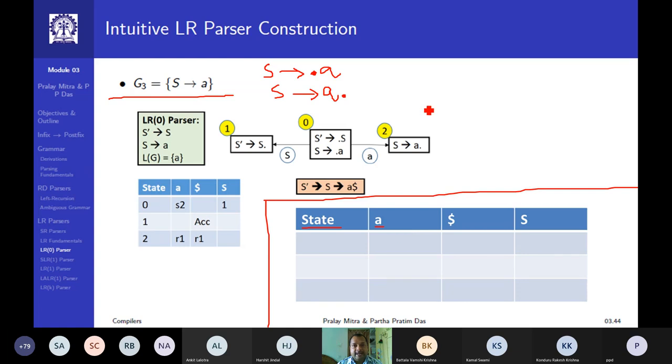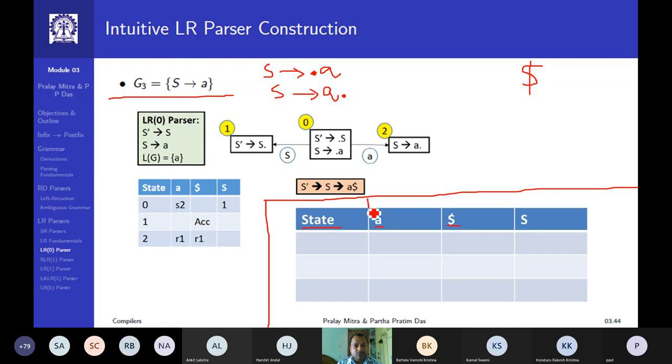Next, as I mentioned, universally we will assume that each string is ended with a dollar symbol. Although the dollar may not be explicitly written in the production rule, universally we will assume that each token stream or string is ended with a dollar symbol. So corresponding to that dollar, there will be another column, and corresponding to each non-terminal there will be columns.